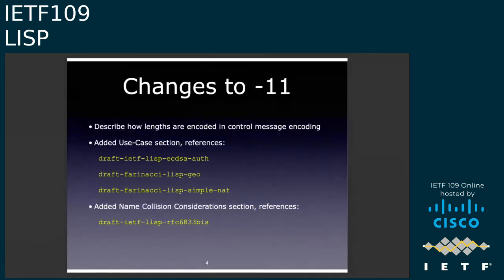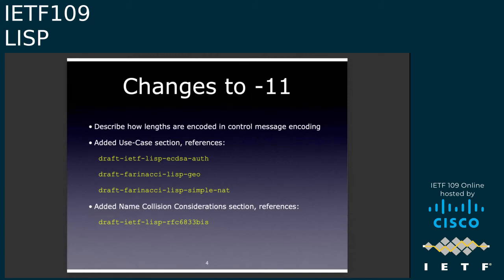So the changes that I put in to reflect the comments that came on the mailing list was to describe better how the mask lengths work in each of the messages. So I did that. And then I added a use case section saying that we have some examples that use distinguished names, and those 3 documents there are examples of using distinguished names.